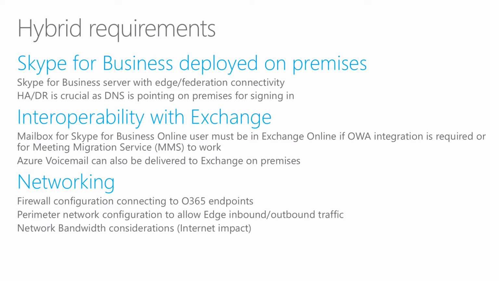From a networking perspective, be careful that you need your firewalls to be configured to allow connection to Office 365 endpoints, and you also need your perimeter network configuration to allow the edge inbound and outbound traffic like it is for on premises. And also pay attention to the network bandwidth consideration, because now that some users are online, they will consume internet bandwidth to go online when they are on your premises.